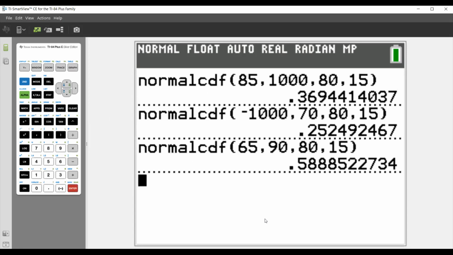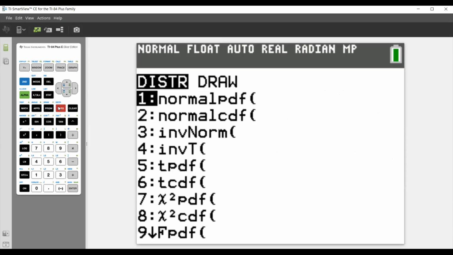And then finally, let's do that other type of problem. What's the probability that a person scored less than 55 or scored greater than 85? All right, I want to know the probability that the person scored less than 55 or greater than 85. That's one of those OR questions.